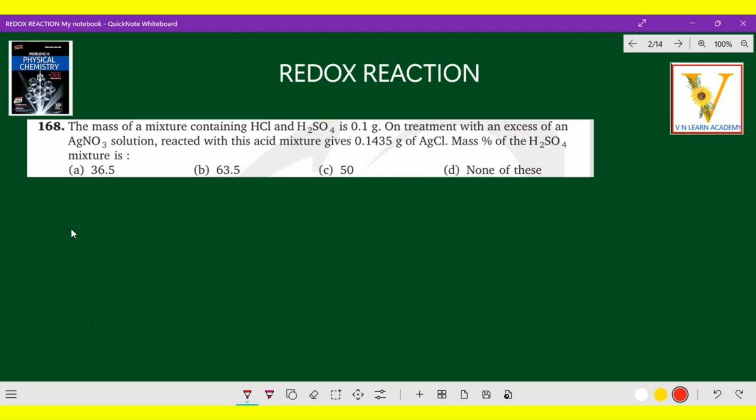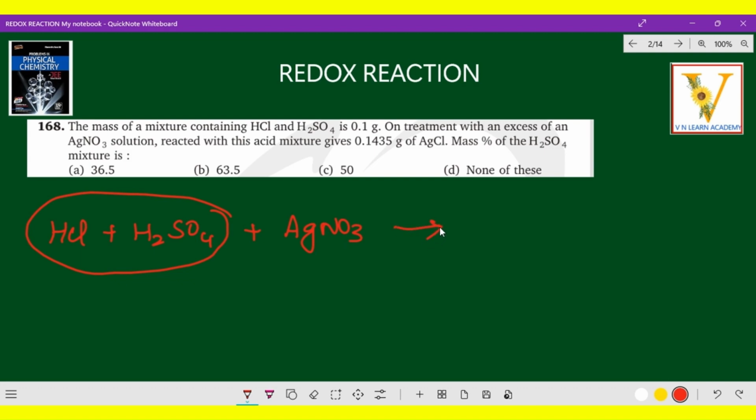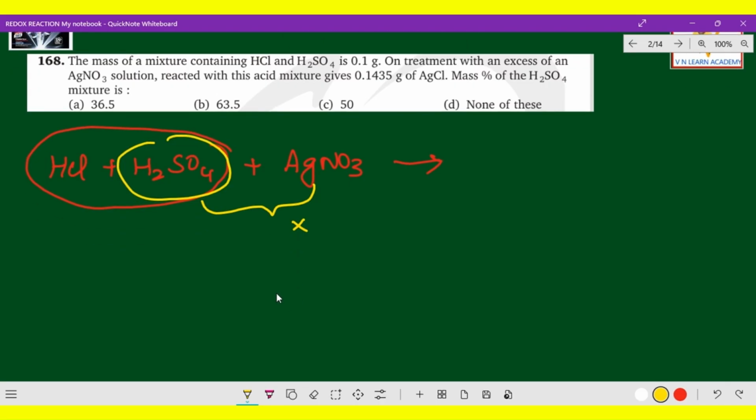Here we have HCl and H2SO4. This is the acid mixture. This is combined with AgNO3, silver nitrate solution. So we have to find the product. Only then can we identify the mass percentage of this acid mixture. First and foremost, one truth: H2SO4 does not react with AgNO3. You know why it does not react? Even if it reacts, you will not get a proper precipitate. And one more thing, this is not a redox reaction.